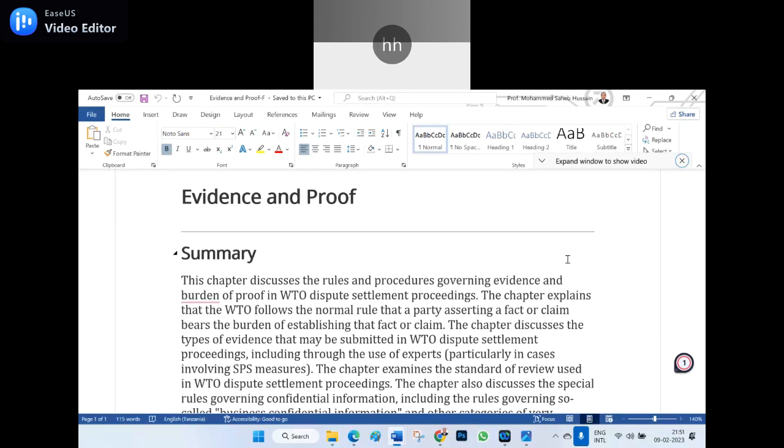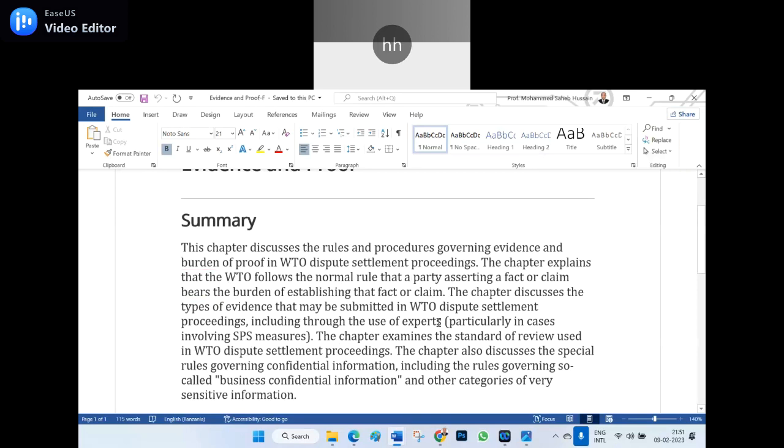Yes, the chapter explains that the WTO follows the normal rule that a party asserting a fact or claim bears the burden of establishing that fact or claim. As usual, how evidence would be proved either in the civil case or in the criminal case, but here only the civil cases are concerned. It is not about the criminal cases, and the chapter discusses the types of evidence that may be submitted in the WTO dispute settlement proceedings, including through the use of experts, particularly in cases involving SPS measures. I don't know how many people know what SPS measures are.